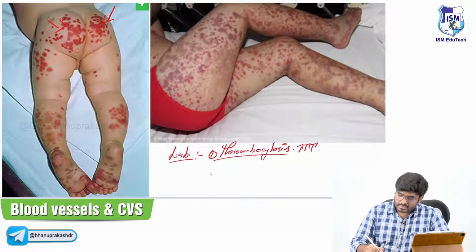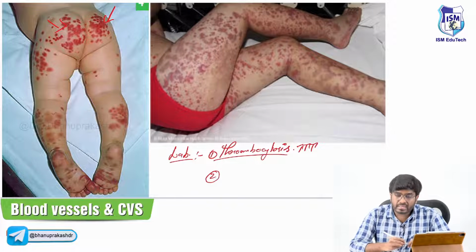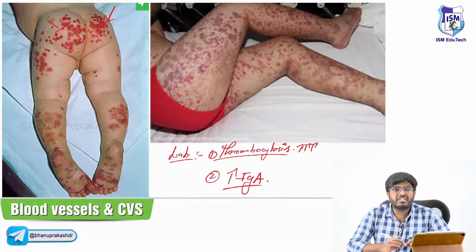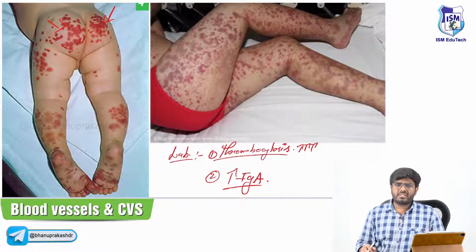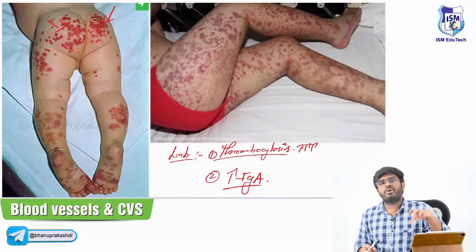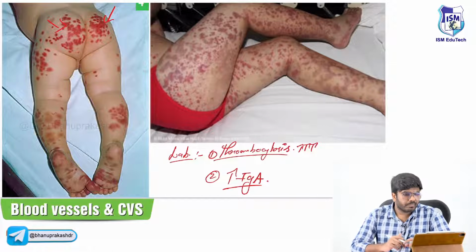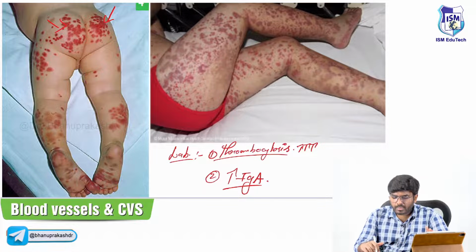Not only that, second thing, they are going to have elevated levels of IgA antibodies. High IgA antibodies are there. That's the problem: IgA antibody deposition in the vessels is causing the inflammation in the vessels. That's causing the vasculitis. Okay, done. So Henoch-Schönlein purpura is also completed.